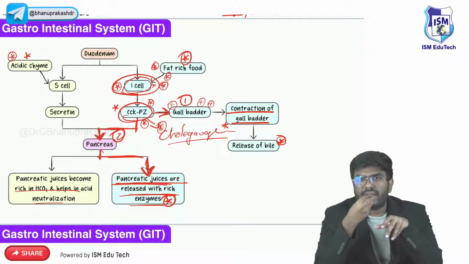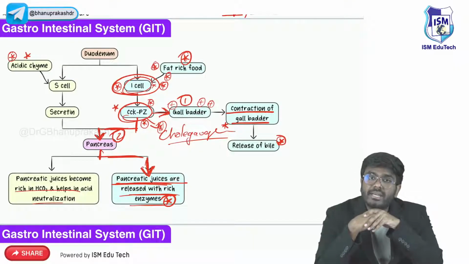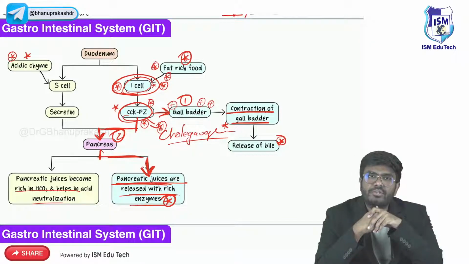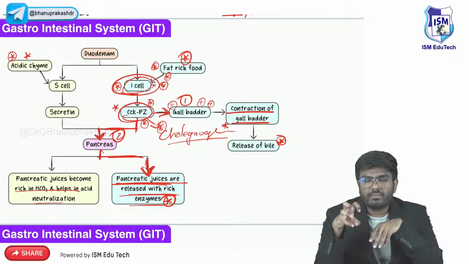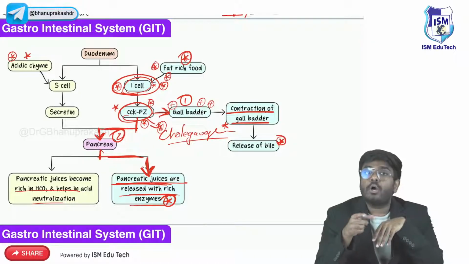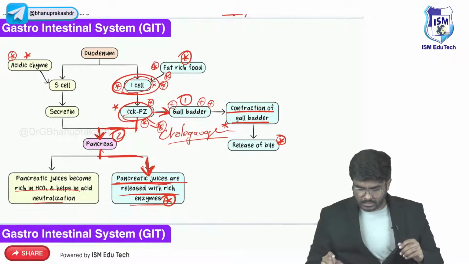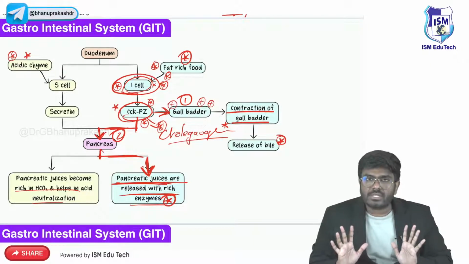Next, when you eat fat-rich food, it is going to stimulate the I cells. The I cells produce cholecystokinin. The cholecystokinin causes contraction of the gallbladder, which releases the bile, and it also acts on the pancreas, so that the pancreas produces enzyme-rich pancreatic juices. With this, the two important hormones are completed.